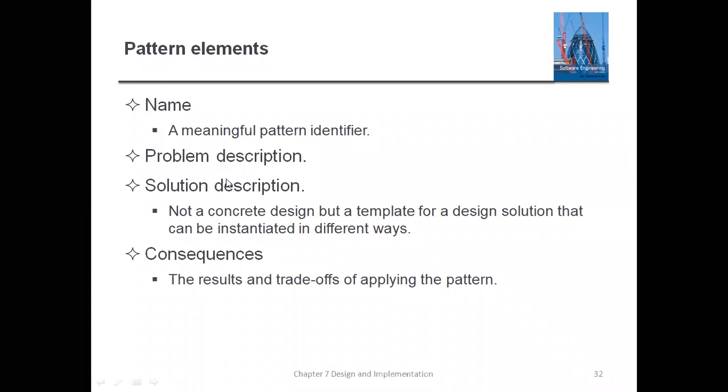What is the second one? The second one is known as your problem description. You are going to describe the problems. The next one will be your solution description. If you have any problem, then definitely you should have some solutions, or some abstract knowledge about the solutions. That description is known as your solution description. And the fourth one is known as your consequences. So these are all the four design pattern elements.